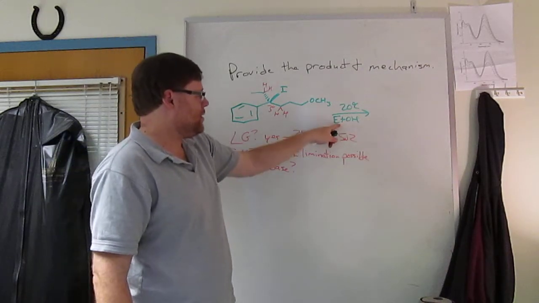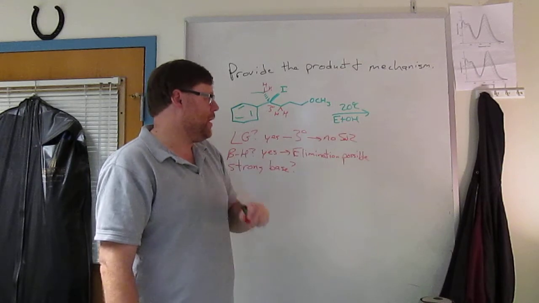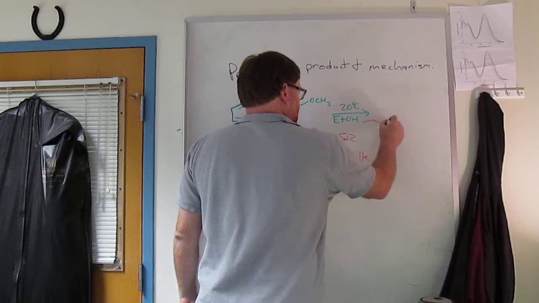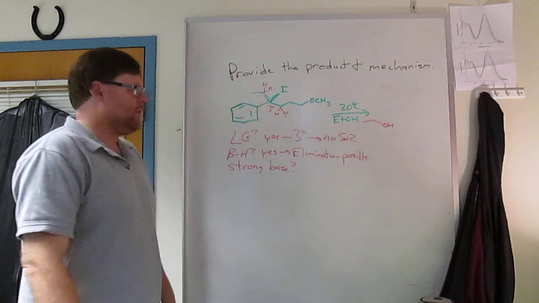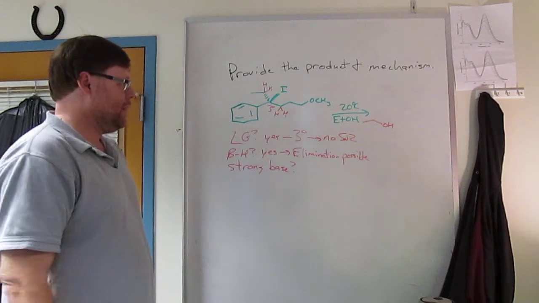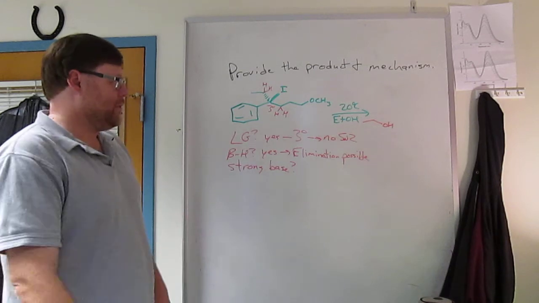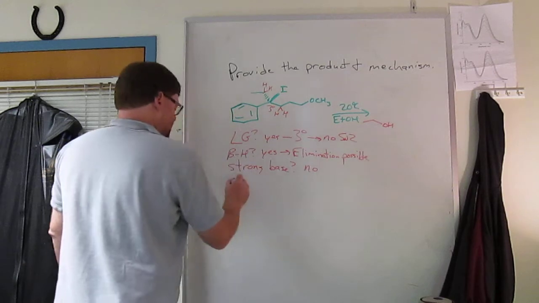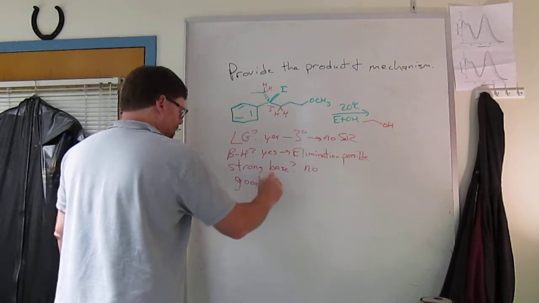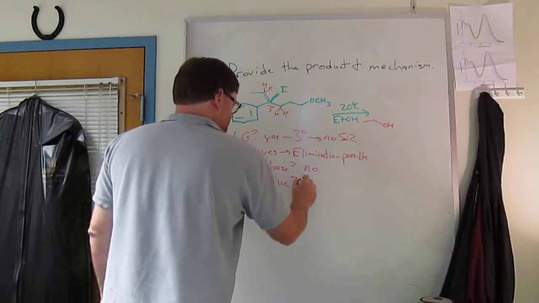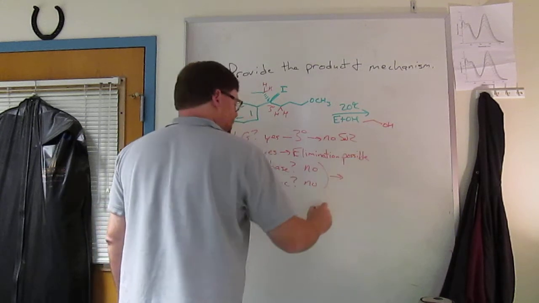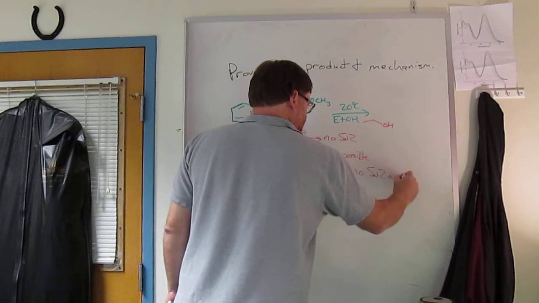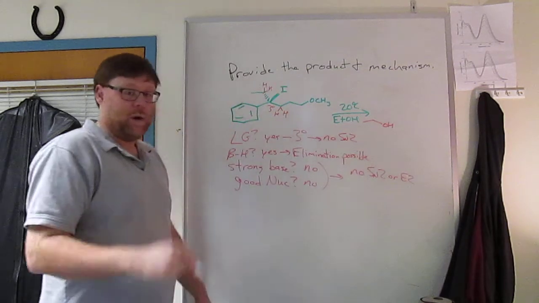Again, the oxygen-carbon bond is covalent. The oxygen-hydrogen bond is covalent. That's all covalent. There are no charges there, no negative charge on oxygen. That's just ethanol. It's a weak base and a poor nucleophile. Do you have a good nucleophile? As I've just said, no. Taken together, this means no SN2 or E2. So you're down to SN1 and E1.